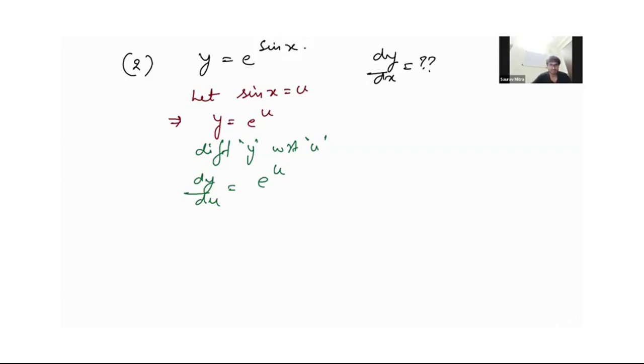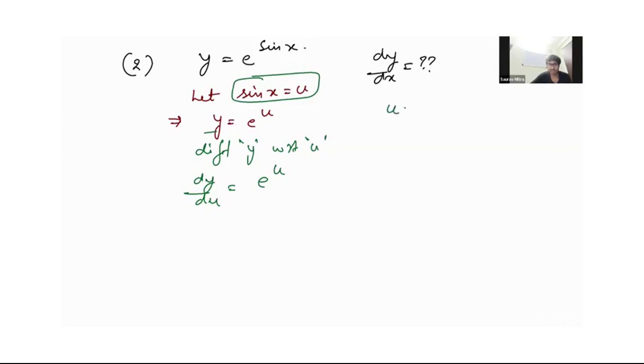In terms of differentiation, we are differentiating y in terms of u because y is a function of u. So dy by du is e to the power u. Now, if dy by du is complete, the function which we have let, we have to differentiate that also. We can't keep it as it is.